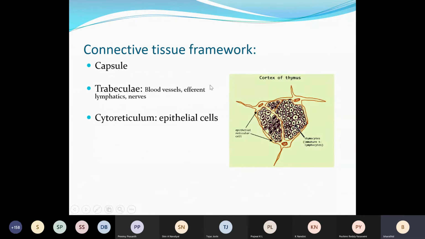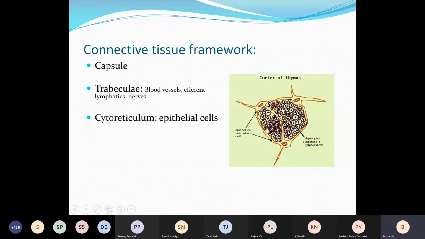See, in this diagram you can see it. Here you are seeing the capsule of the thymus with its blood vessels. All these are blood vessels. Now these are the trabeculae or the septa. The blood vessels travel through these septa and enter into the thymus. Now this is a lobule of thymus. This is one lobule, this is the other lobule, and this is one more lobule.